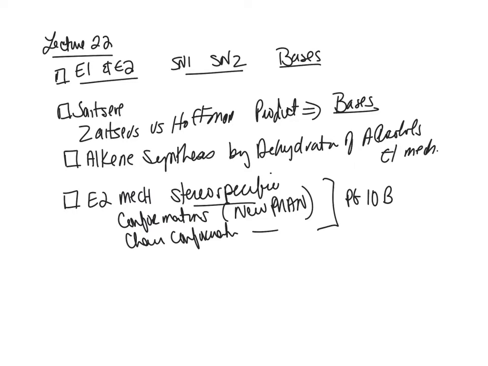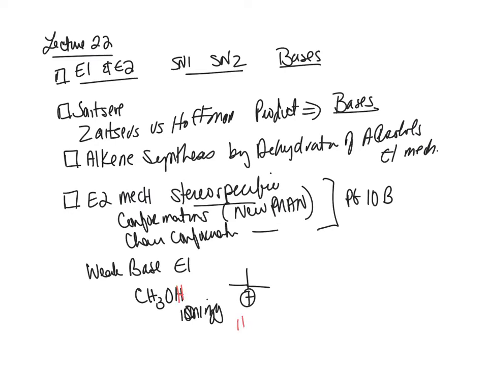Okay, so it's about the base. So if you have a weak base, that's going to be an E1. And a weak base has to be an ionizing base, okay? This needs to be ionizing. What does that mean? That means it's got to stabilize the carbocation. That means you want some protons, okay? Water. These are polar protic solvents. A lot of times your solvent is your base.